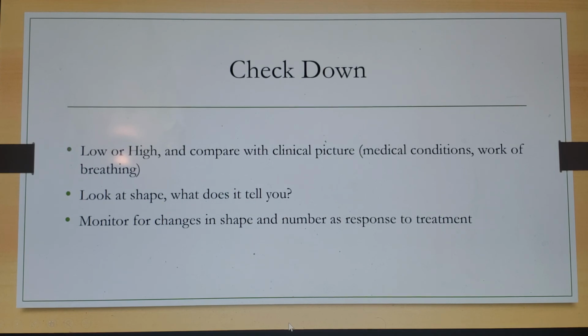So, kind of a check-down process. First thing I look for is whether their end-tidal is low or high, and that already helps you with your differential diagnosis. Then you want to compare it with the clinical condition. What kind of medical conditions do they have? Does their work of breathing match their end-tidal result? Look at the shape. What does it tell you? Like I said, is it a shark fin? Is it a Pac-Man ghost? And then monitor for changes in the shape and number as a response to your treatment. So use those improvements or worsening to guide your therapeutic interventions.